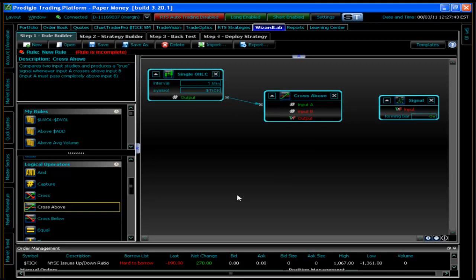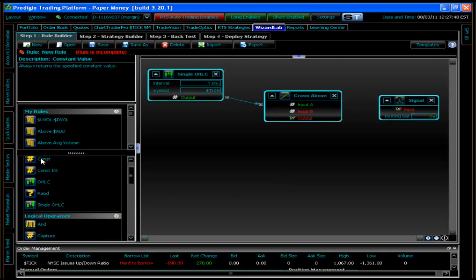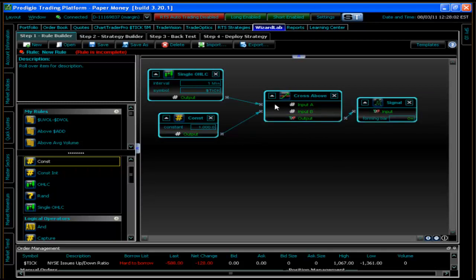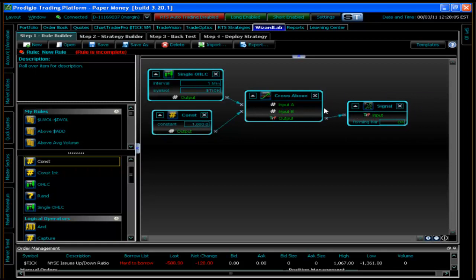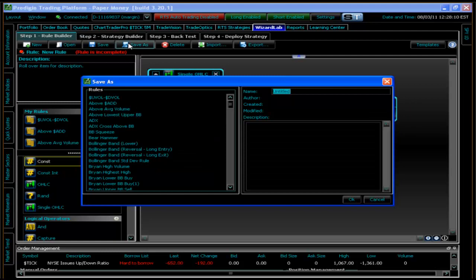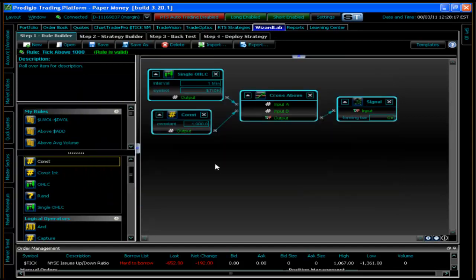Right, so I'm going to send this into input A of the cross above study. And as input B of the cross above study, I'm going to use a constant. And I'm going to use a constant value of positive 1,000. I send this output into input B of the cross above operator. And I can end my rule right there. Now if I save this, I can call this tick above 1,000. Right? So that's the name of my rule.